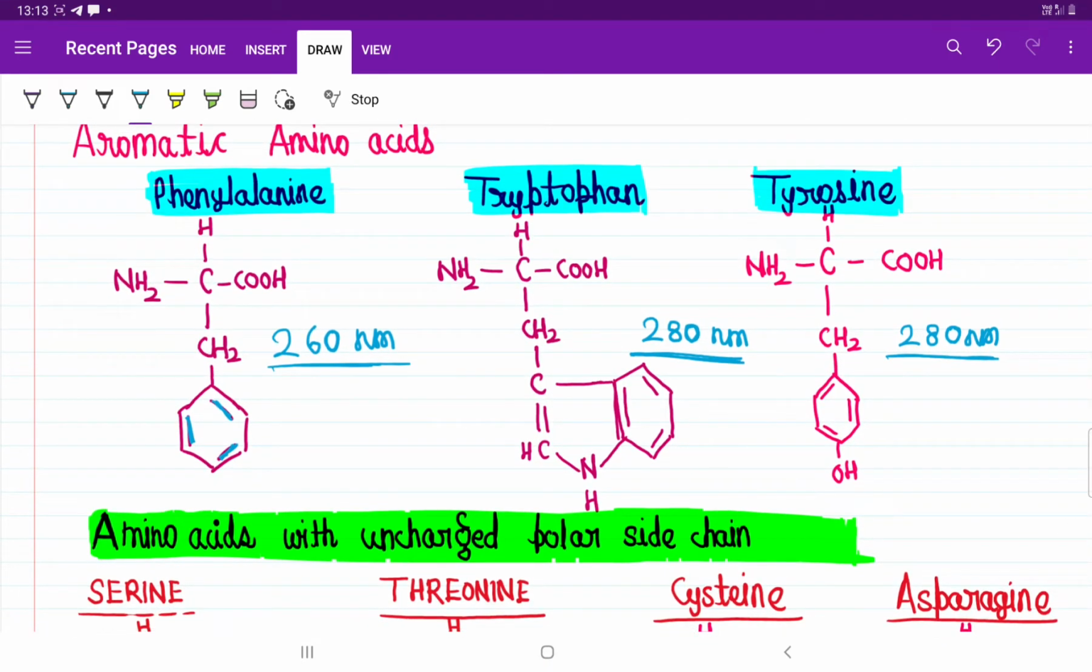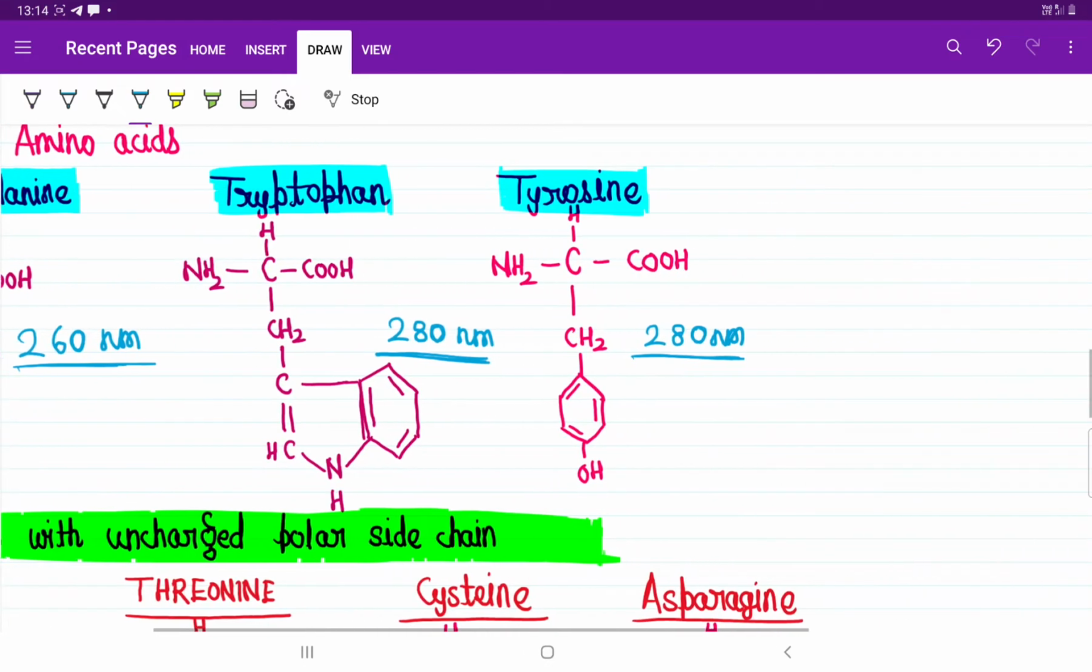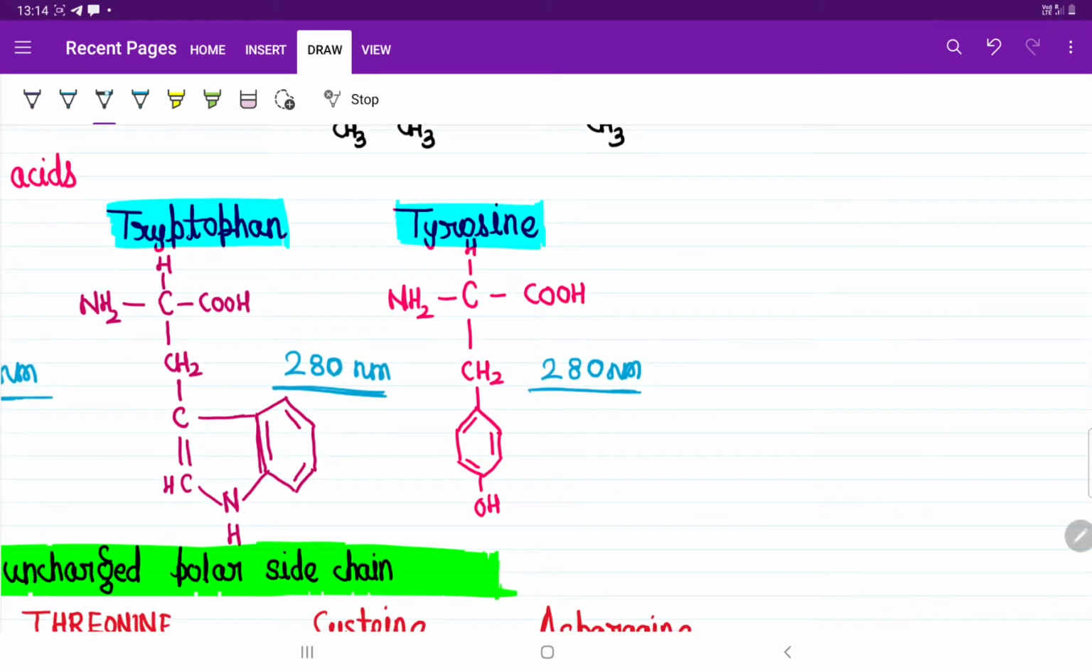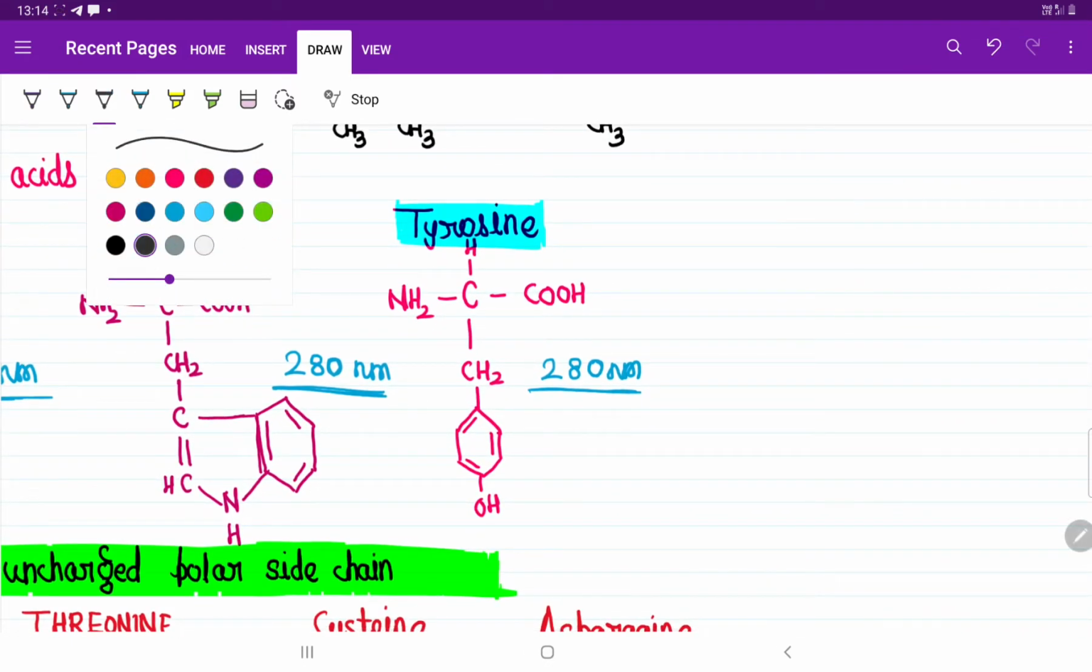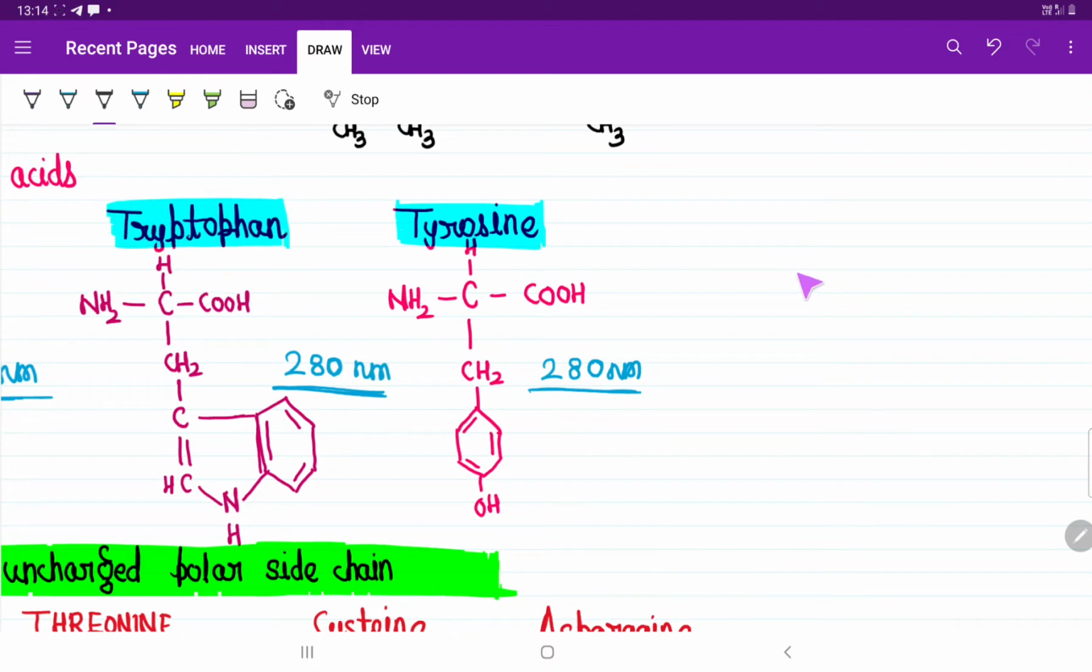And then we have some more amino acids, like proline, which we saw. Then methionine. Methionine is a sulfur containing amino acid. One second, methionine I have not drawn here. Yes, this is our methionine.